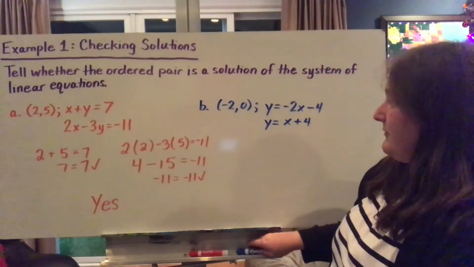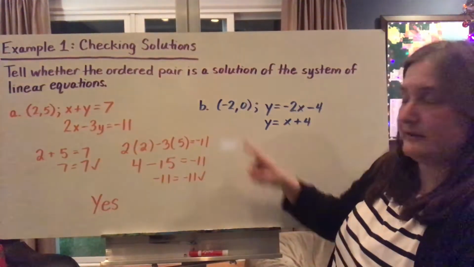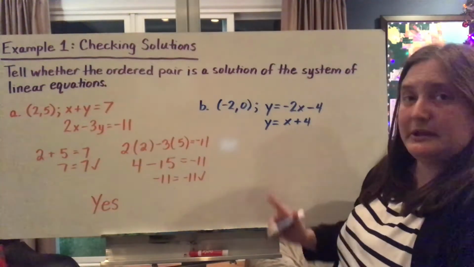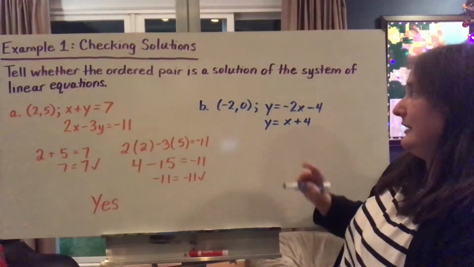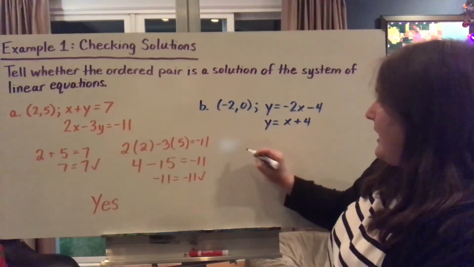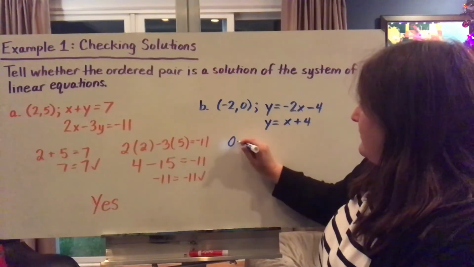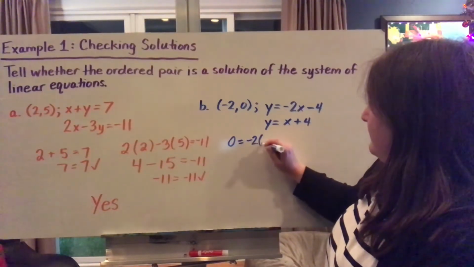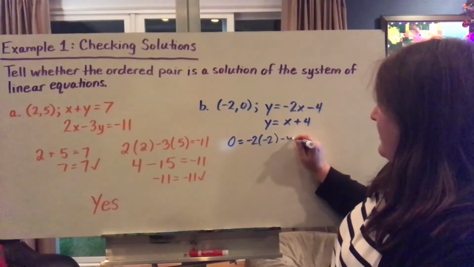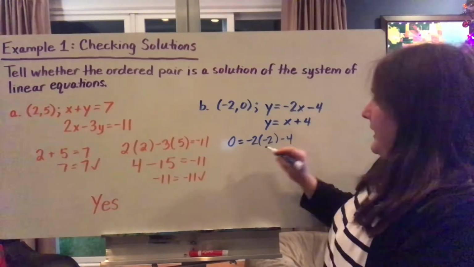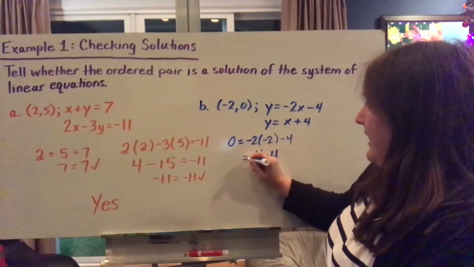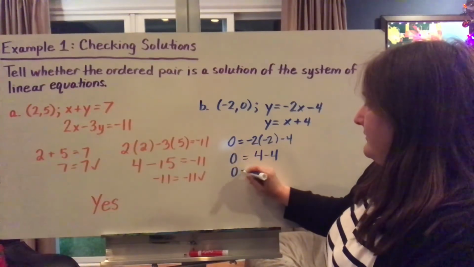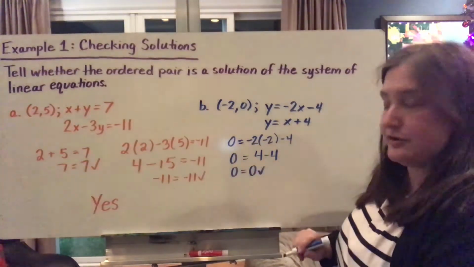So let's try another. Here our proposed solution is (negative 2, 0). For it to be a solution for the entire system, it has to work for both equations. So let's test it out. So my y is 0 here. 0 equals negative 2 times negative 2 minus 4. Negative 2 times negative 2 is 4. And 4 minus 4 is in fact 0, so it checks out for my first equation.